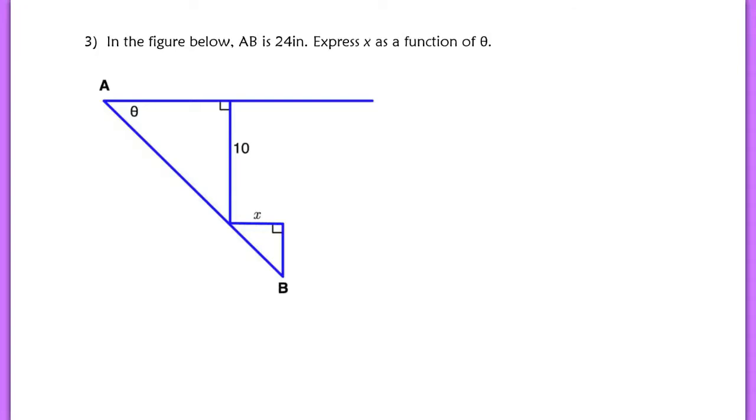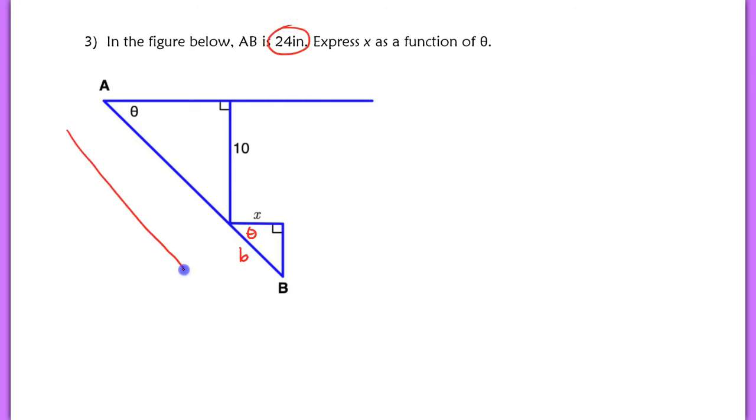Okay, so immediately when I try to express x as a function of theta, I need to somehow get theta within this triangle here. And I realize that this measure, theta, is actually congruent to this measure here because these are corresponding angles. So here I have a similar triangle. That measure must be theta as well. And now I can at least express x in terms of theta if I just label another side here. So I'm going to label another side, let's call that side b here. And I also know that AB, that whole length, is 24 inches long.